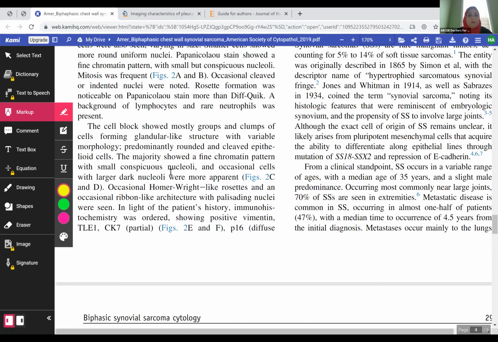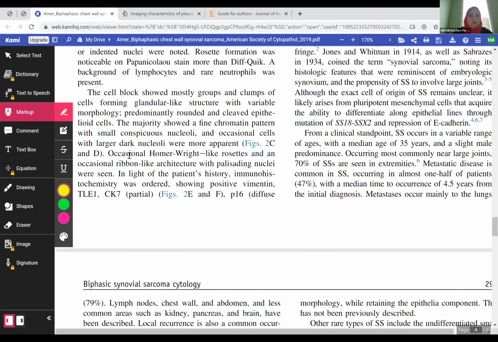So what did the cell block look like? Okay, so the cell block showed, now I'm describing it as if it was a histopathology specimen, rounded cleaved epithelioid cells, fine nucleoli, conspicuous nucleoli, excuse me, darker nucleoli, homer-wright rosettes. Yes, there was rosetting, ribbon-like. In light of the patient's history, and then I say what we did next.